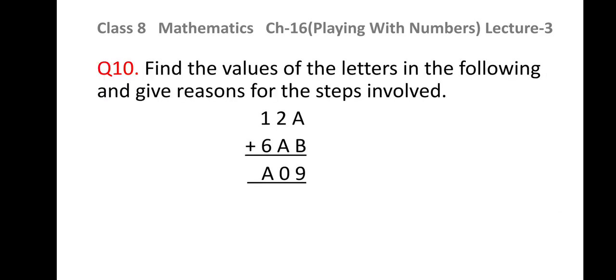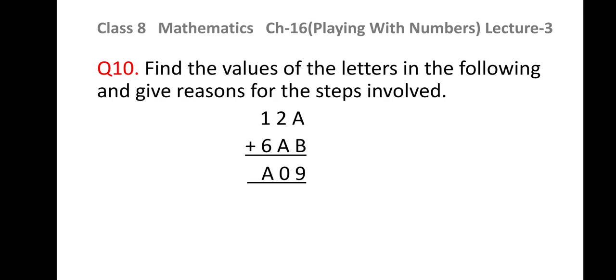Coming to question number 10, I have left the rest of the questions for you so that you can have a better understanding of doing these types of questions on your own. Once you start doing these questions, you will find them very easy. Now, let us take question number 10. Find the values of the letters in the following and give reasons for the steps involved. This is the question: 12a plus 6ab over plus 12a plus 6ab should give you A09.